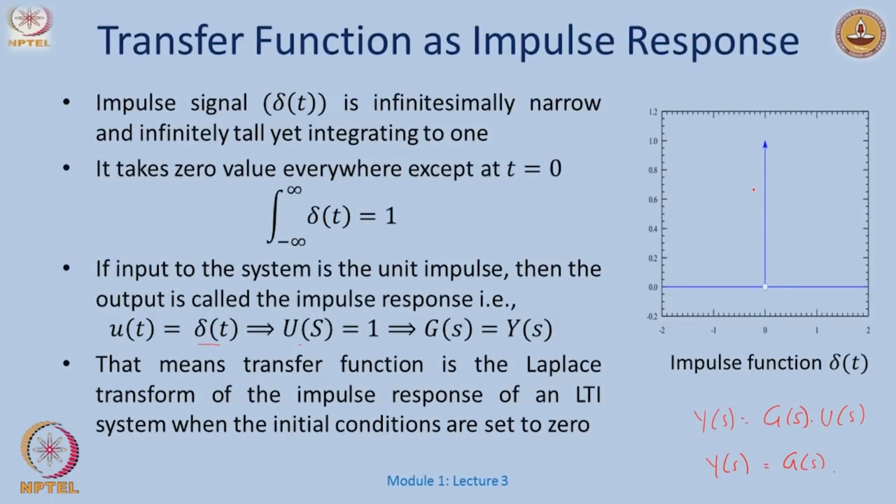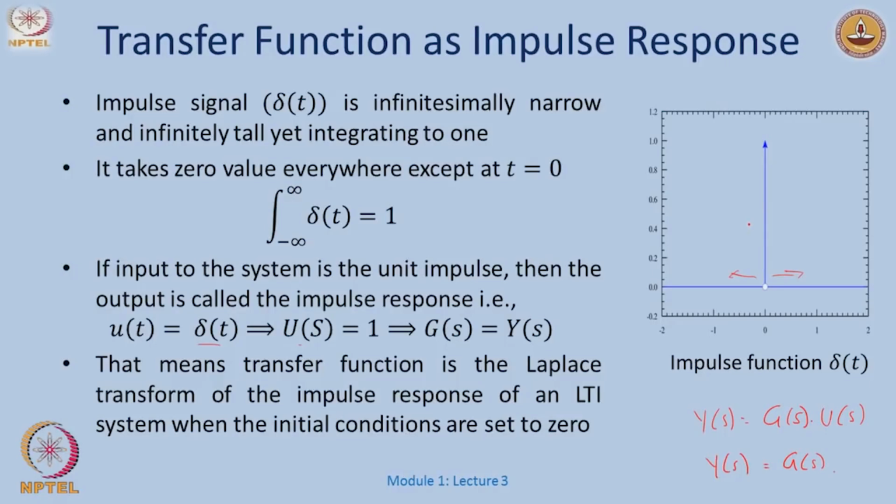In speaking terms, the impulse just takes a value of 0 everywhere, except at t equal to 0, where it is like an infinitely tall signal such that the area is 1. Okay, so how do we construct this impulse signal?